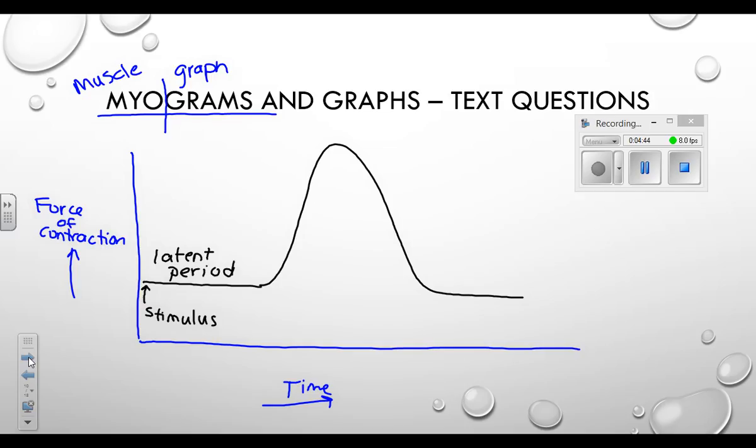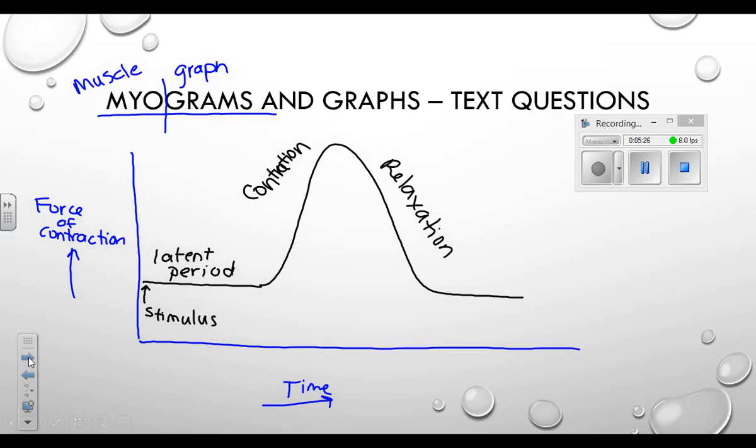Now, the rest of the graph shows you the typical muscle contraction graph. So, on the left is contraction, right? So it's going up. On the right is relaxation, because now it's going down. So this is a very typical graph for a skeletal muscle. There's a stimulus, there's a latent period, then the muscle contracts, and then the muscle relaxes.